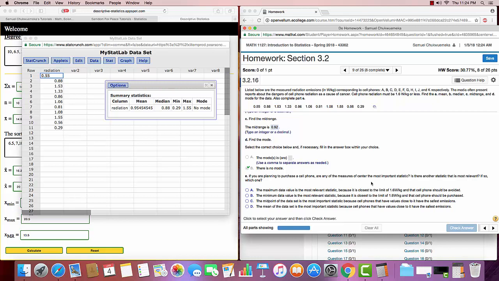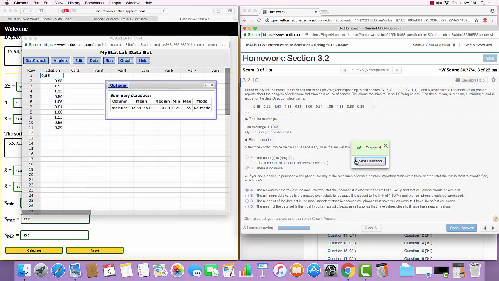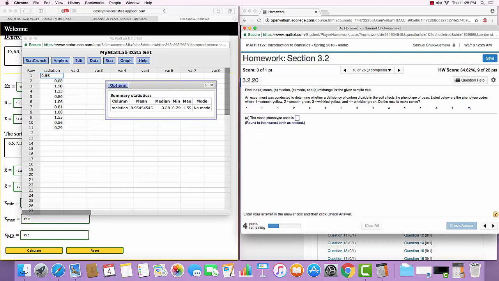C, the midpoint of the data set is the most important statistic because cell phones that have values close to it have the safest emissions. That is wrong. D, the mean of the data set is the most important statistic because cell phones that have values close to it have the safest emissions. That is incorrect. So A is the correct option.